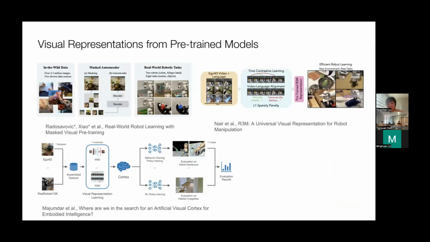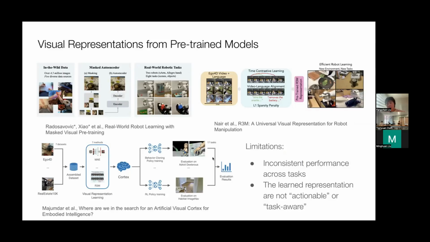At the same time, there is a lot of work focused on what type of visual representation we should use. For example, MAE type of visual representation, or contrastive R3M type of representation, or a mixture of MAE and R3M. So basically, these works just naively bring what happens in the vision self-supervised learning field to robotics. But there are some limitations. Each work has its own conclusion and gets inconsistent performance across tasks. Sometimes MAE is better, sometimes R3M is better. It's very hard to say which representations are good. And all the learned representations are just general visual features. They are not actionable or task aware.